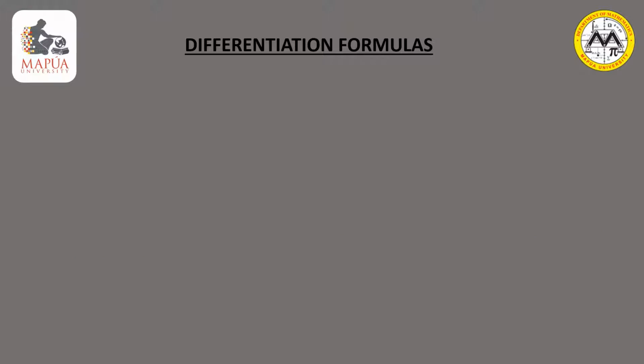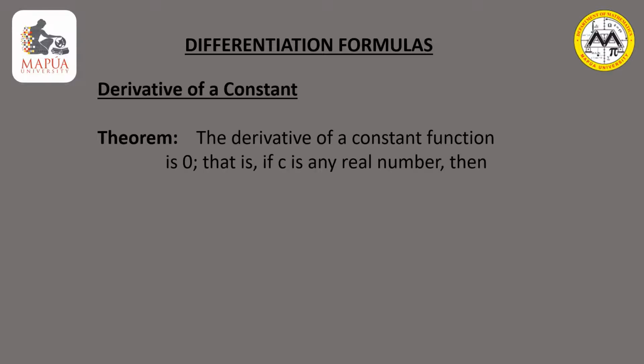Today, we will look at some differentiation formulas. These are formulas that are obtained by applying the definition of the derivative to some commonly encountered functions. The first of these differentiation formulas is on the derivative of a constant. The theorem states that the derivative of a constant function is 0. That is, if c is any real number, then the derivative of c with respect to x is 0.